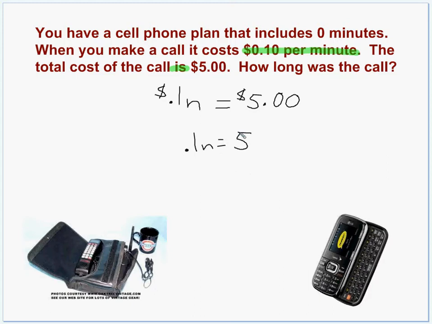But just don't forget what these represent. It's 10 cents per minute times the number of minutes is $5. So that's the sentence that my niece needs to solve before she can make a phone call and figure out how long she can talk to her friends.